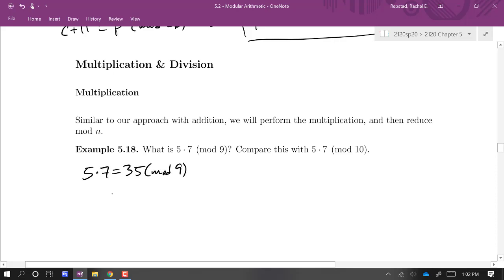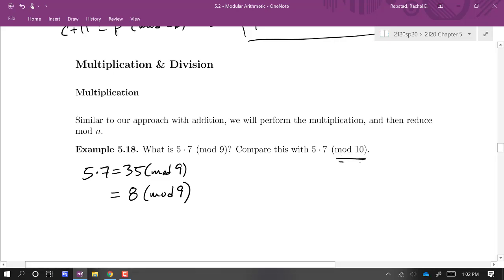And if I reduce mod 9, let's see, that'll give us 8 mod 9. That's 8 more than 27. You could also think of it as 1 less than 36. 36 is a multiple of 9, so if you're 1 less than a multiple of 9, you must be 8 more than a multiple of 9.